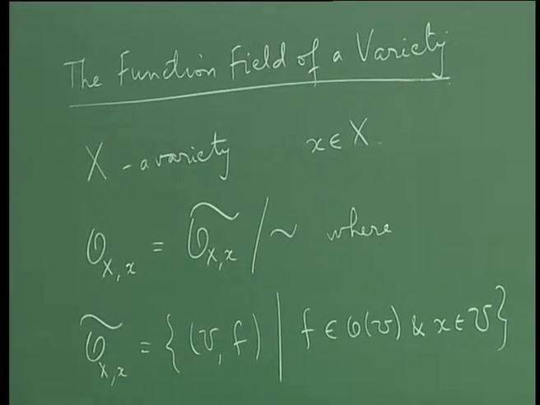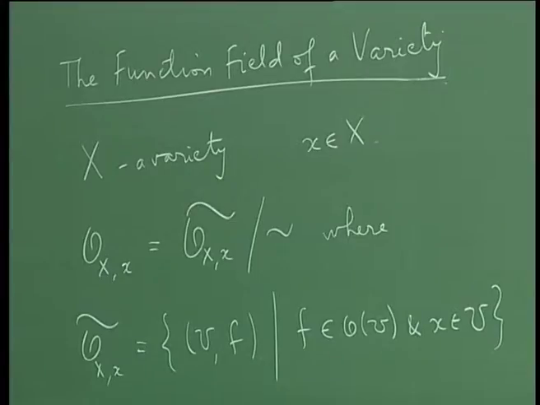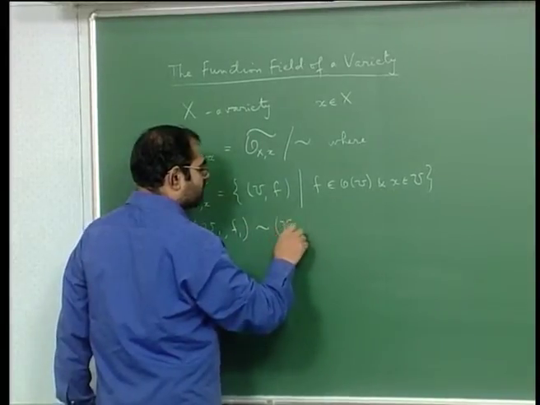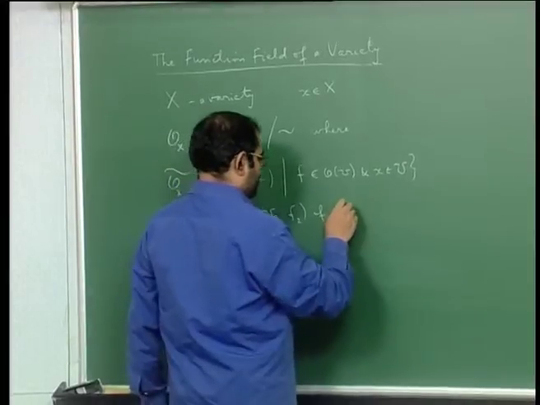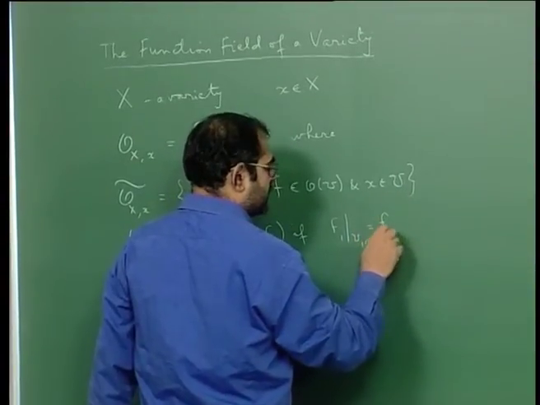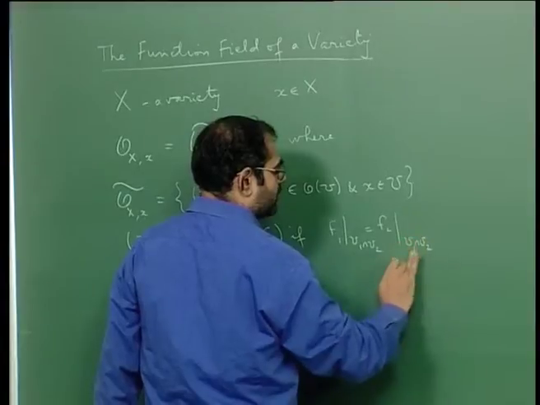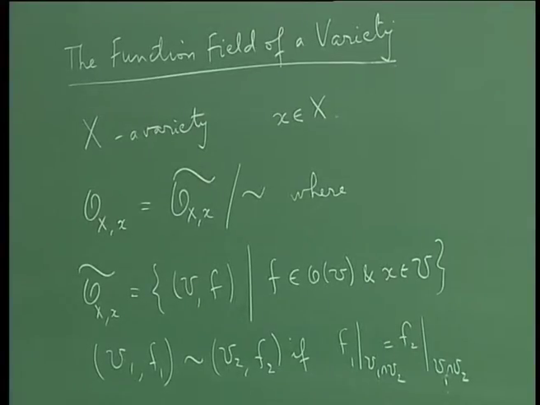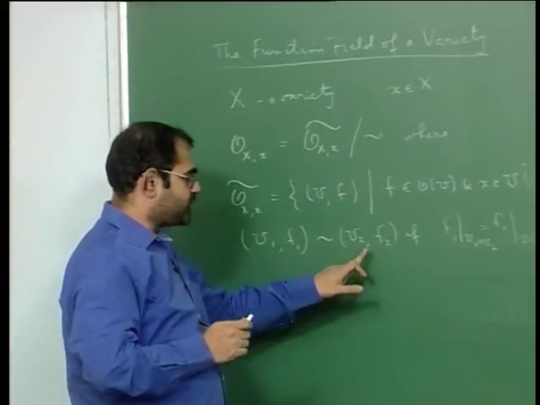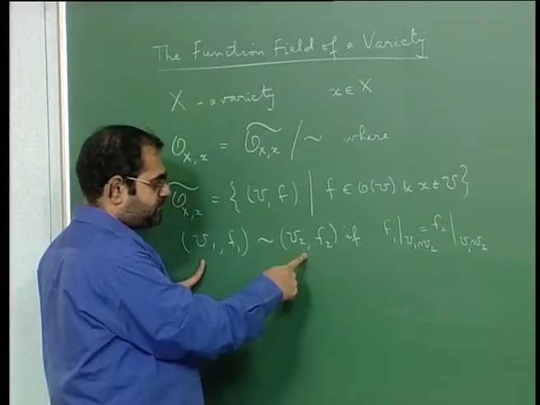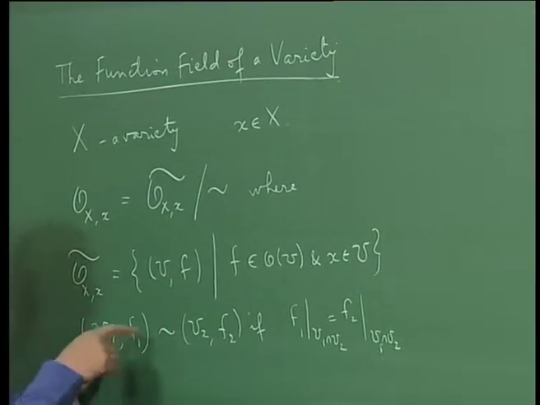You took two such pairs, and then what is the equivalence relation? Two such pairs are identified if they define the same function on the intersection. So (U1, f1) is equivalent to (U2, f2) if f1 restricted to U1 intersection U2 is equal to f2 restricted to U1 intersection U2, where of course x is in both U1 and U2, so U1 intersection U2 is a non-empty open set, so it is in fact dense. In other words, these two functions can be glued together to give a bigger regular function on U1 union U2.